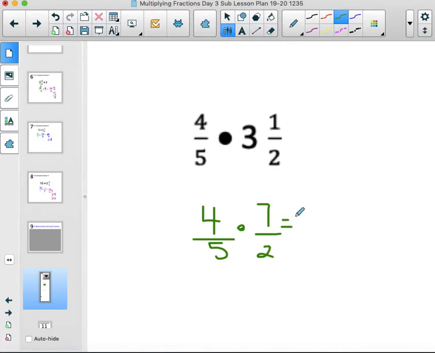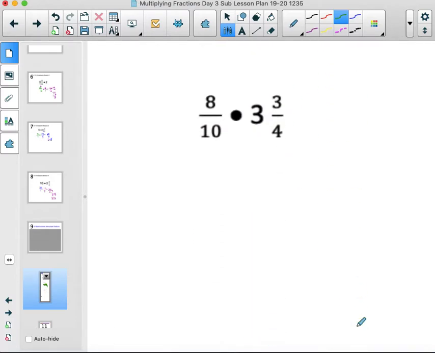We're going to multiply straight across, and we get 28 over 10, which is the same as 2 8/10, which is the same as 2 4/5. Remember, if you got 28 over 10, you understand how to multiply fractions. If you get down to 2 4/5, you know how to simplify fractions.